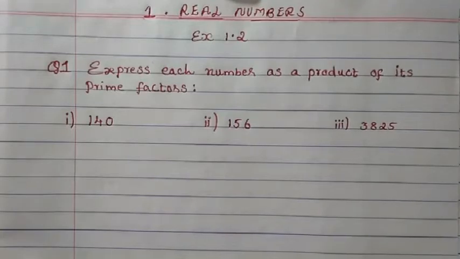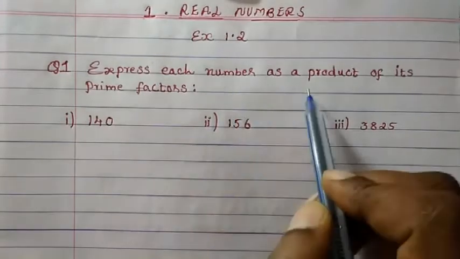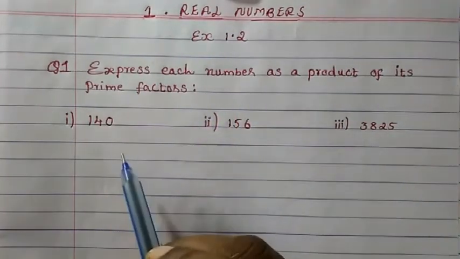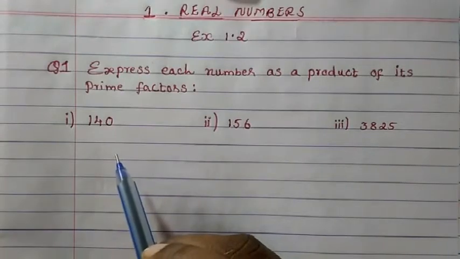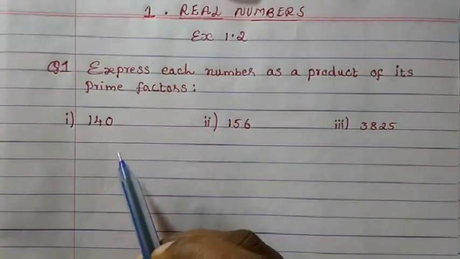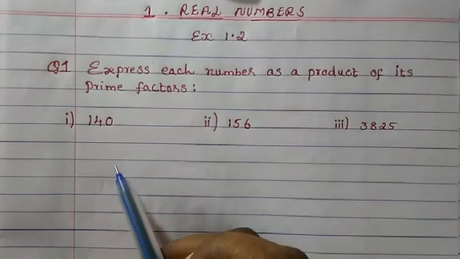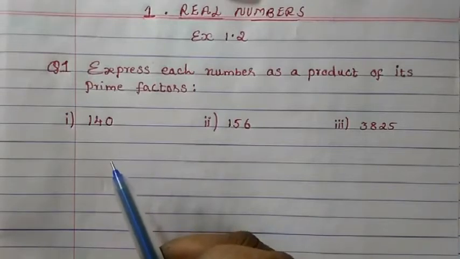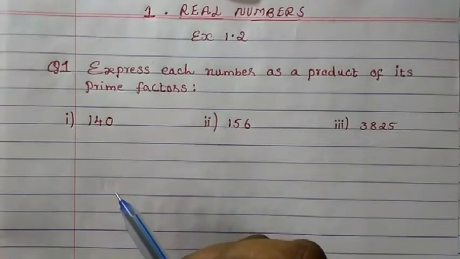Welcome to 10th Maths NCERT Chapter 1 Real Numbers. Today from exercise 1.2 question 1 we'll study: Express each number as a product of its prime factors. I have already taught you in the introductory part how to do the prime factorization. Remember the rules: prime factorization should be in ascending order and we always start with the smallest prime number. So let's begin.